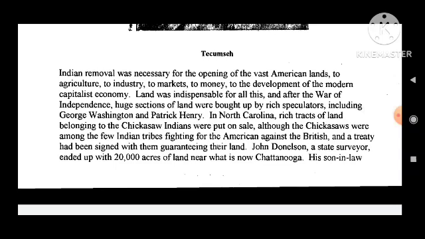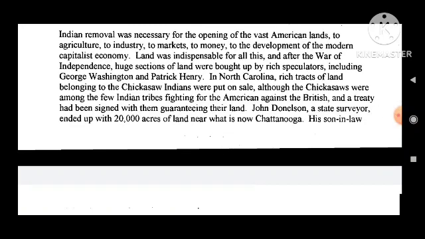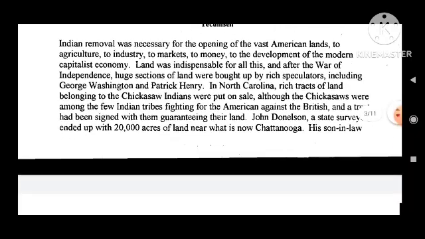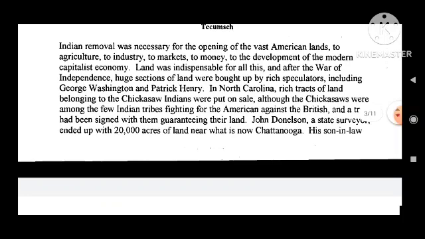In North Carolina, rich tracts of land belonging to the Chickasaw Indians were put on sale. Although the Chickasaws were among the few Indian tribes fighting for the Americans against the British, and a treaty had been signed with them guaranteeing their land, John Donelson, a state surveyor, ended up with 20,000 acres of land near what is now Chattanooga.